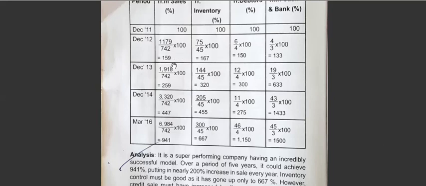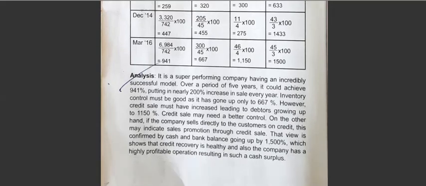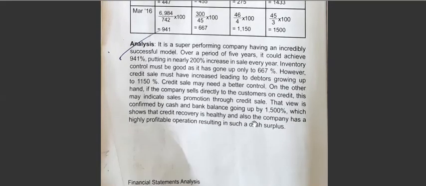Sales have increased from 159 to 259, 259 to 447, and 447 to 941. So there is an increasing trend. Inventory investment has also increased. Debtors, cash in hand and cash at bank have also increased from one year to another. Okay, so this shows that there is an increase in the trend values.